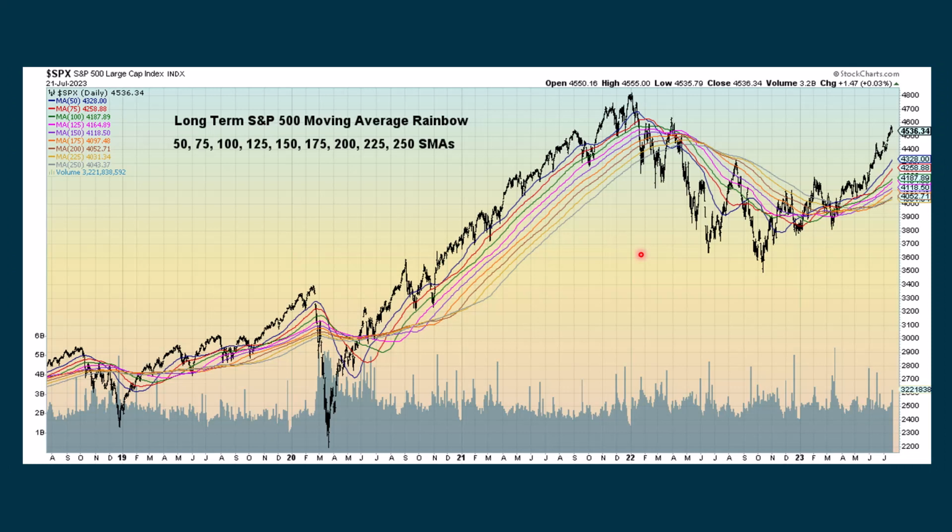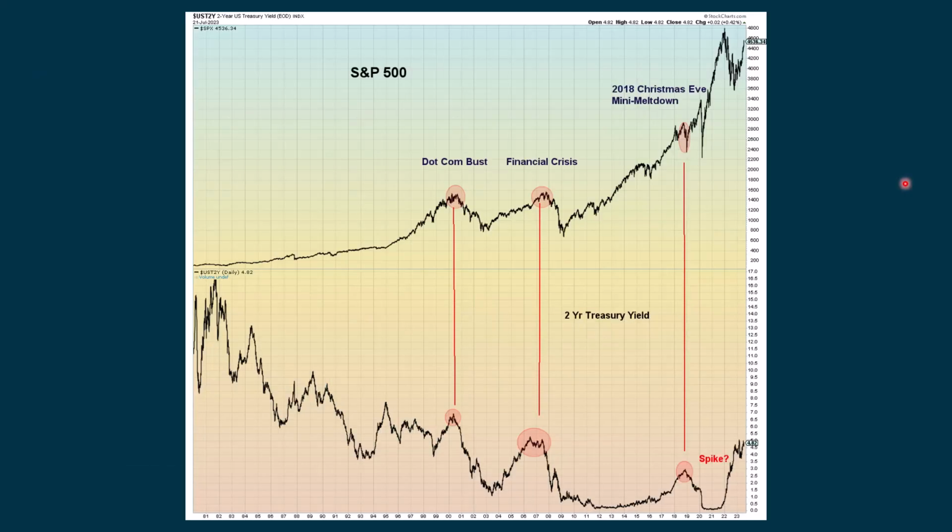Long-term charts. We have a long-term rainbow going from 50 periods to 250 periods. We're well above all the moving averages, and the moving averages are flowing up nicely, suggesting a longer-term positive trend. This is another chart that we might be getting ready to use again.